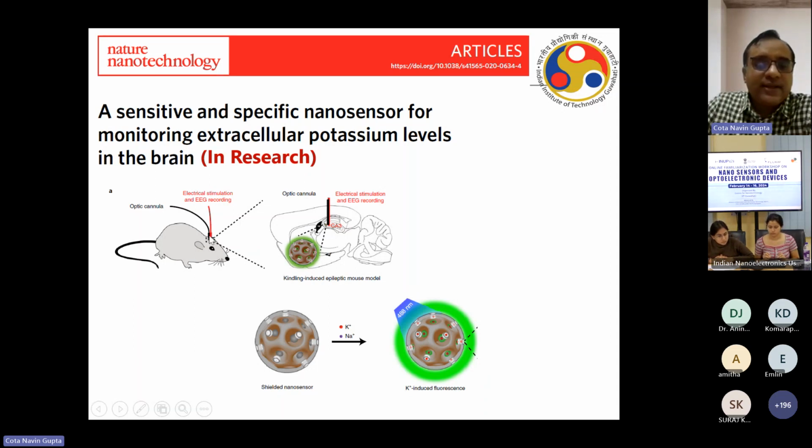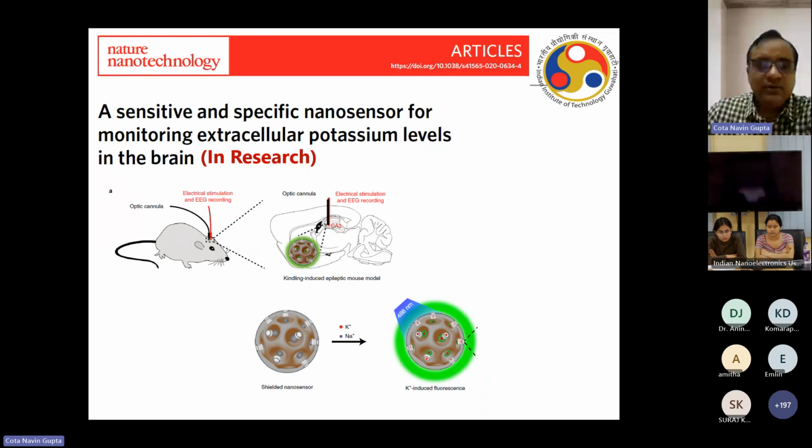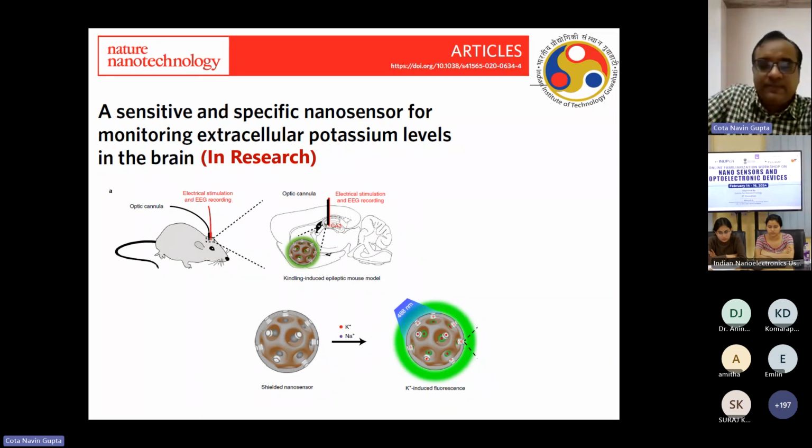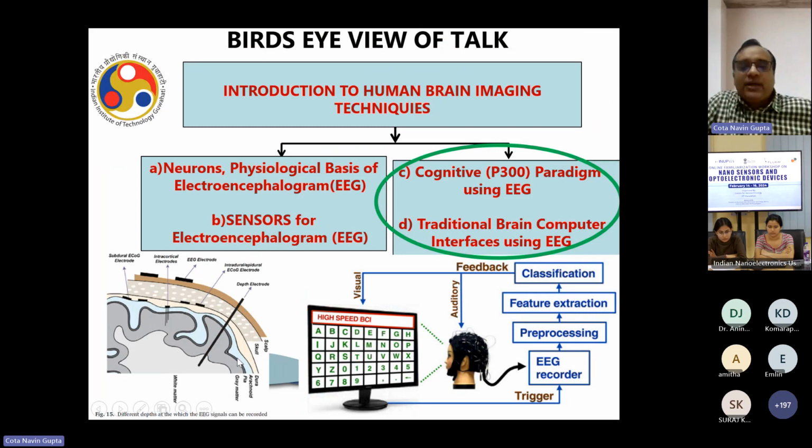But again, it was a mouse experiment wherein they were able to monitor the potassium levels in the brain using a nano sensor, which was, I think, doped or modulated with some K+ fluorescence technique. This requires more reading for myself as well, so I'm not going to say too much about this. I'll just give this as food for thought for all of you to go back and read and understand.